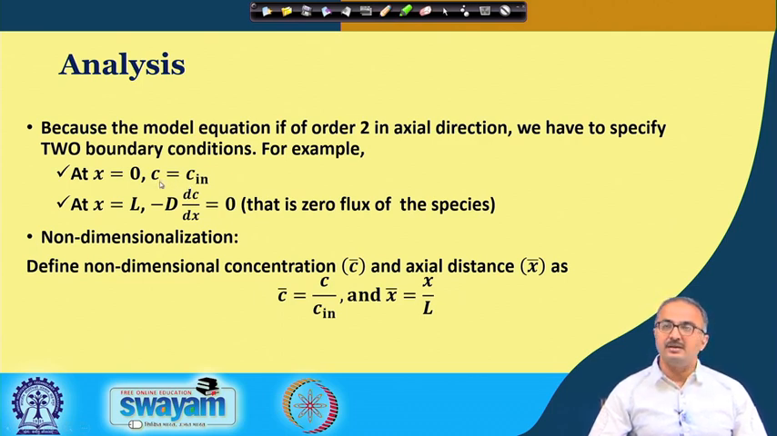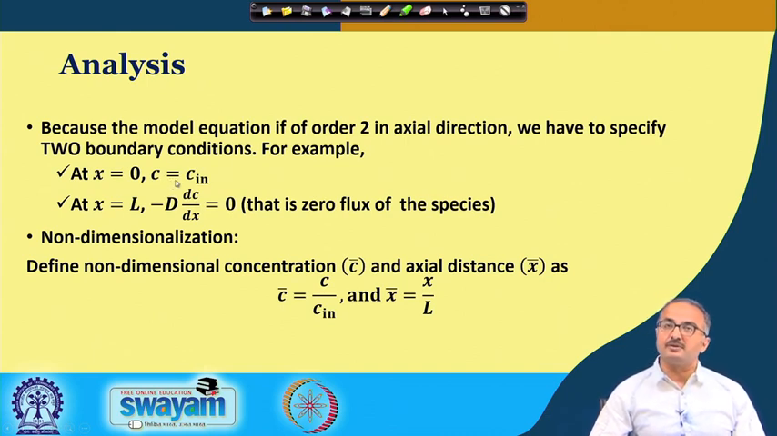So, we are writing the concentration is equal to some C in, and then for the other end, that is x equal to L, the height of the particular packed bed reactor, we are putting the flux to be 0. As I told you earlier, these are not restrictive. In this particular case you may have this C as a function of time too.